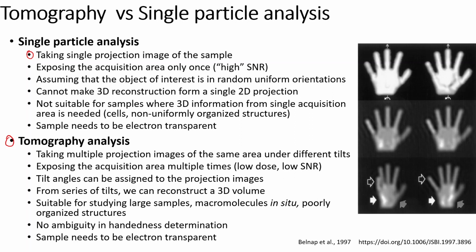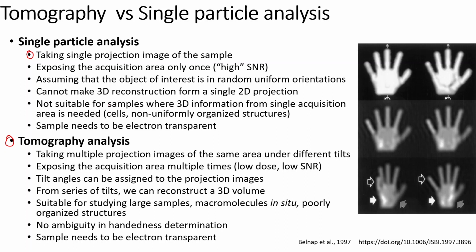In the case of tomography, we are taking multiple projections of the images at different tilt angles. Therefore, we know the tilt at which we collected each recording, and we can back project and make a 3D reconstruction. The problem is that we are exposing the same area multiple times, so we need to lower the dose a lot more than what we use for single particle analysis. This gives us an even lower signal to noise ratio and therefore a hazier output.